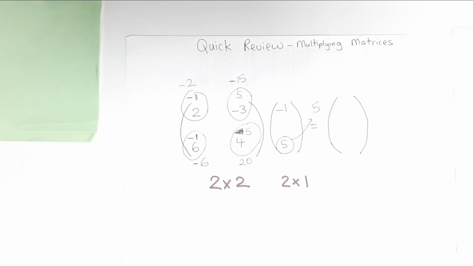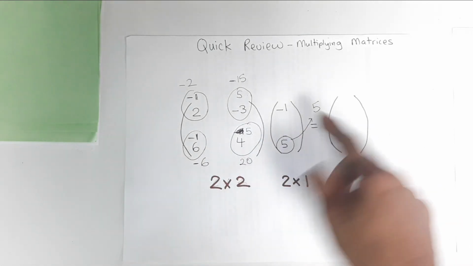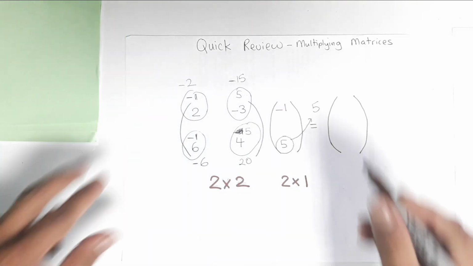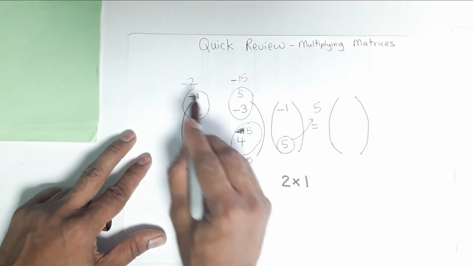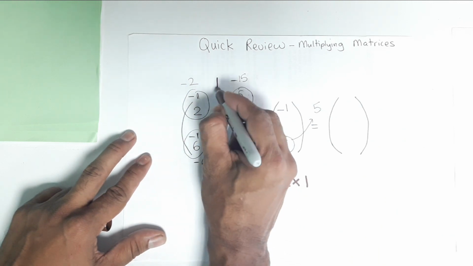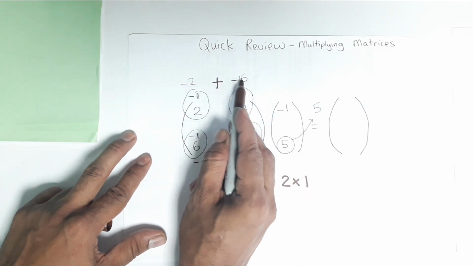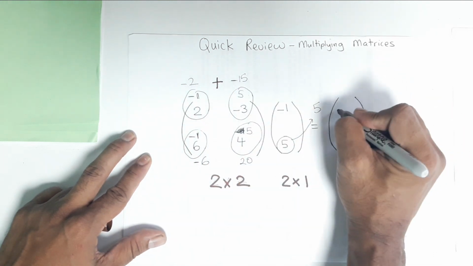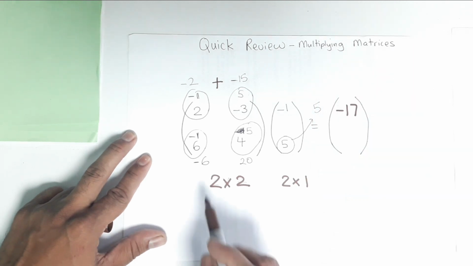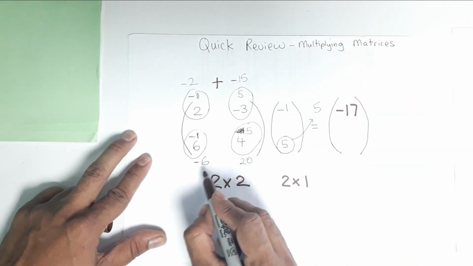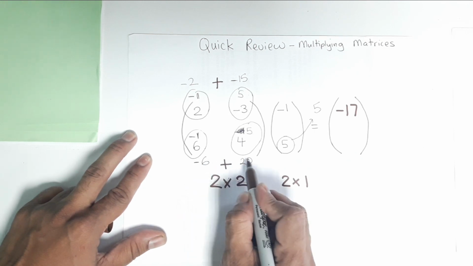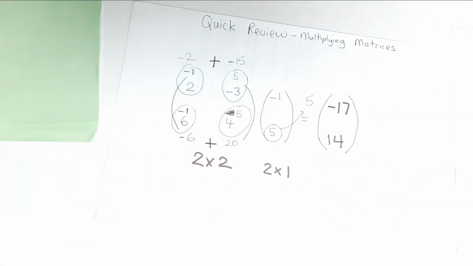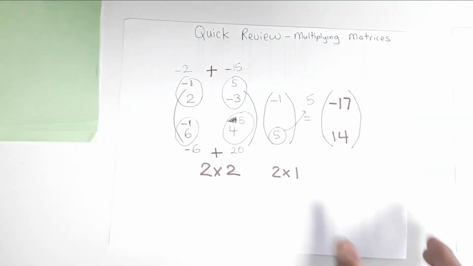Now, when we multiply this matrix by this matrix, we're supposed to get two answers, one on top and one underneath. To get the answer on top, you just add the two answers we got on top. So minus 2 plus minus 15. A plus and a minus is a minus, so you end up with minus 2 minus 15, which is minus 17. The same for the underneath: minus 6 plus 20 is 14. So that's how you multiply a 2 by 2 matrix by a 2 by 1.